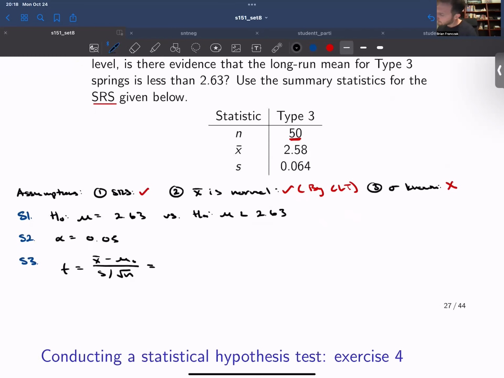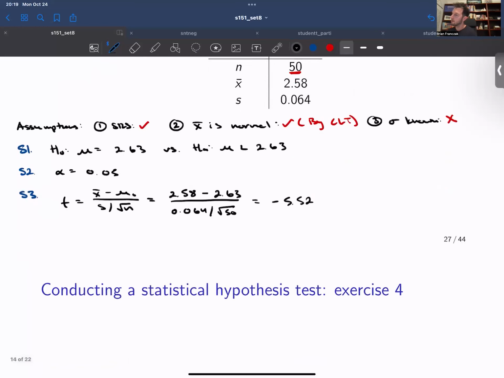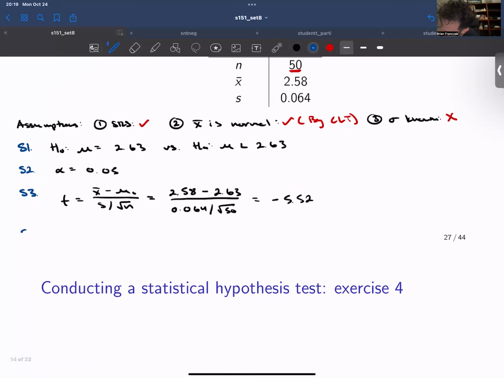Our mean is 2.58, minus 2.63, divided by s, which is 0.064, over the square root of 50, which is negative 5.52. Now on step 4, we can take either the critical value approach or the p-value approach.